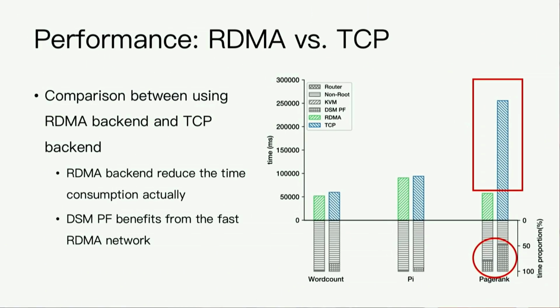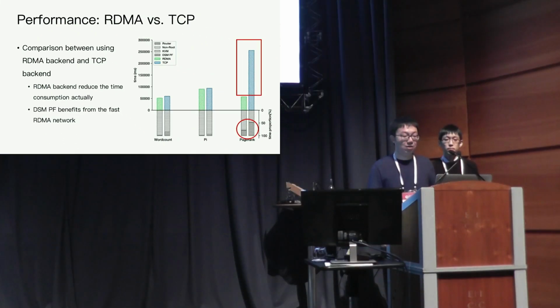Then we compare the time consumption when using the TCP or RDMA network. The green bar represents the RDMA, while the blue bar represents the TCP. The labels in the bottom box are the ratio that distributed shared memory page faults occupy. PageRank with a TCP network spends about 50% of time on distributed shared memory page faults, while PageRank with RDMA network only spends about 25% of time. So we can conclude that a fast RDMA network is necessary and can potentially make distributed QEMU practical enough for real-world use cases.